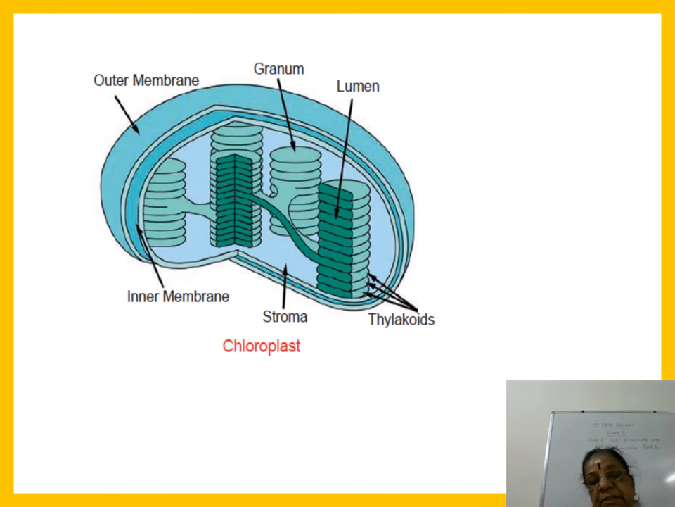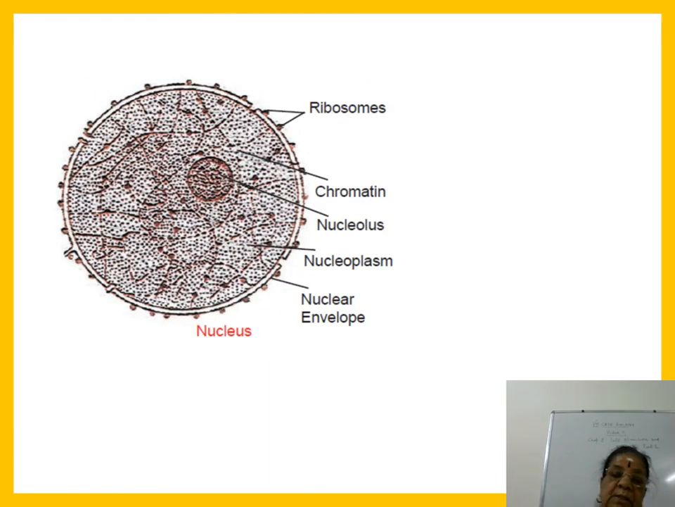They take part in photosynthesis and they also contain a small amount of DNA. So this is also a semi-autonomous body. So this is for the chloroplast.